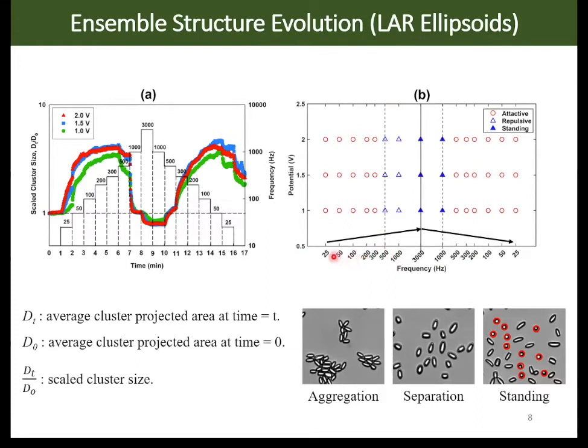Another thing that was special about low aspect ratio ellipsoids was that the long axis aligned with the direction of the electric field at certain frequencies. The evidence could be found in figure A at times between 8 minutes and 10 minutes. The scaled cluster size decreasing below 1 is a consequence of a decrease in the projected area of ellipsoids, which indicates the ellipsoids stood up, as you can see from the figure at the bottom right.